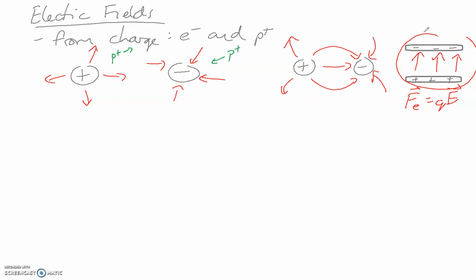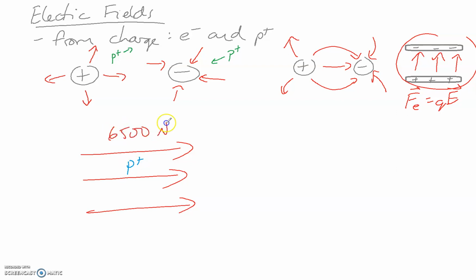For example, start with some simple stuff. You had electric fields. You have an electric field like this. There we go, there's an electric field. And let's just take something really simple. We'll take a proton, and let's say the field is 6,500 newtons per coulomb. What you would do last year is find the force on the proton. You would use F equals QE.